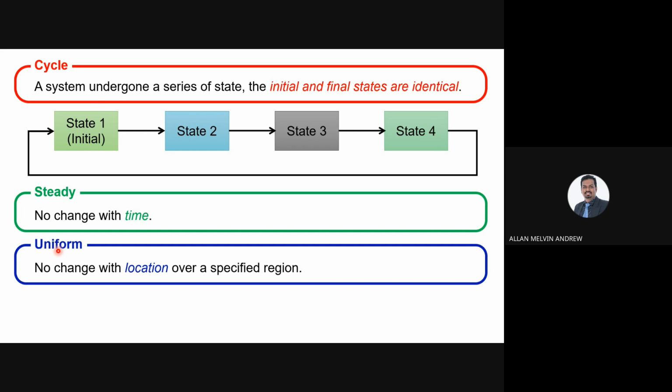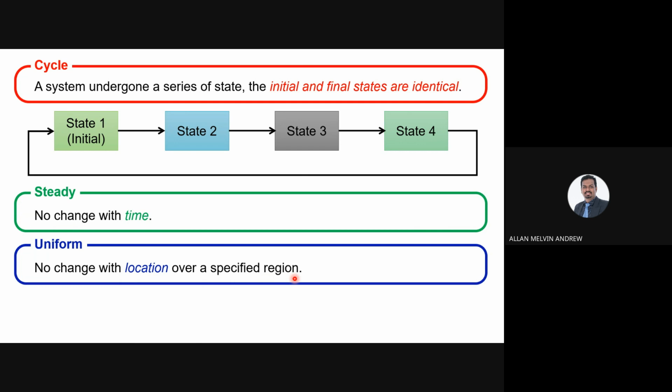So what is steady? What is uniform? Steady means something related to time. Over time it is not changing. The properties are not changing, and uniform means it's not changing in terms of location. So if it's in this location, it remains at that location for a longer time, a particular moment. Okay, so no change with location over a specific region.